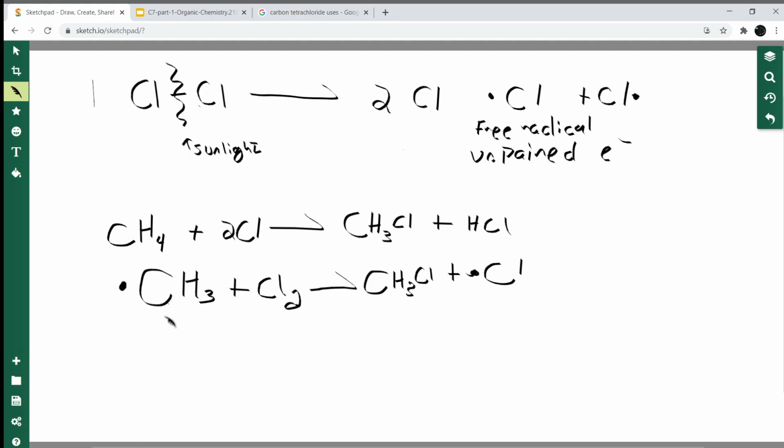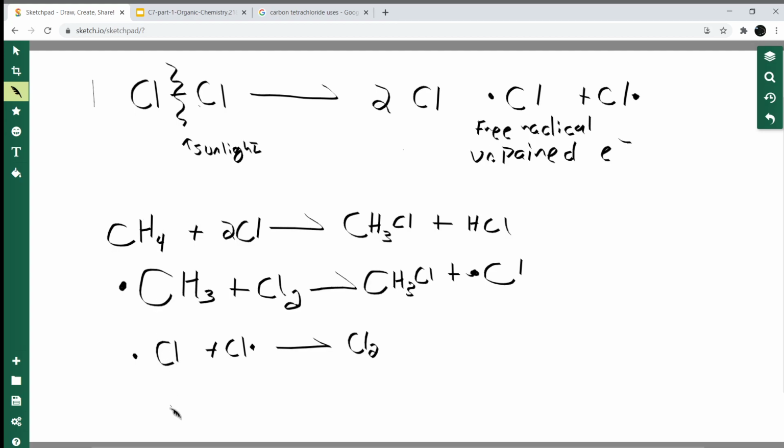Okay. The next steps that we want to go over are terminating steps. And terminating steps are going to be when they combine together. So if we end up getting some leftover chlorines that are both free radicals, again, those are going to end up bonding together, and that'll make Cl2, and that's a closing step right there. That's a terminating step. Okay.